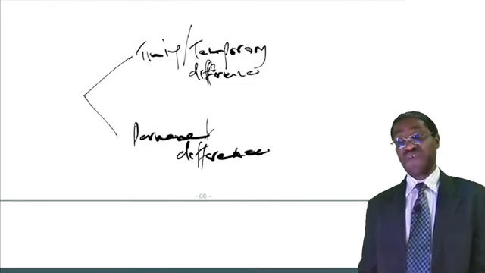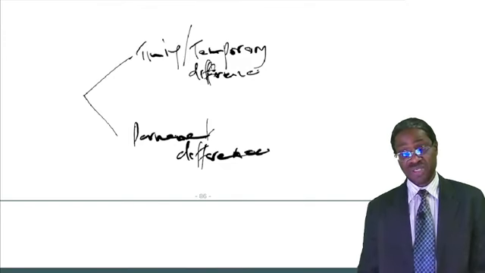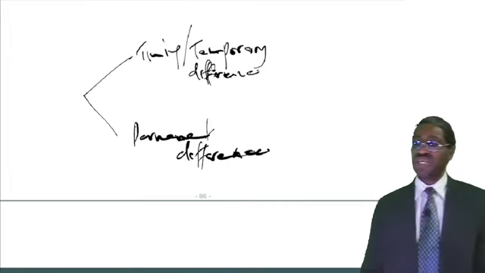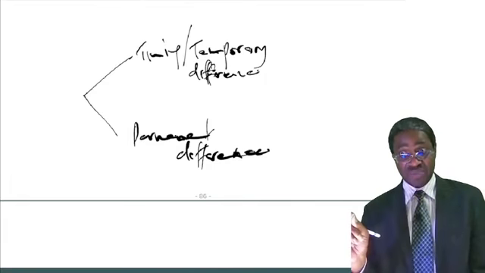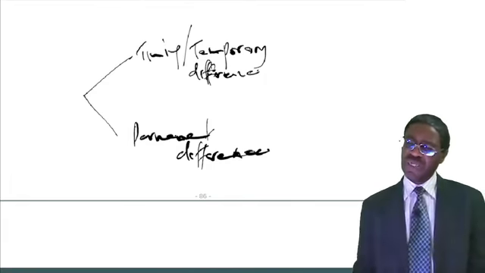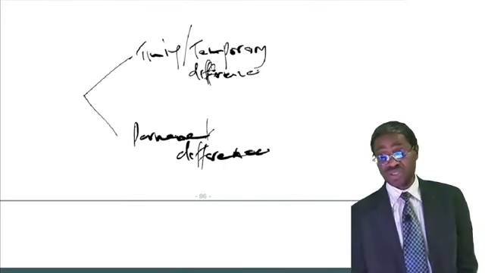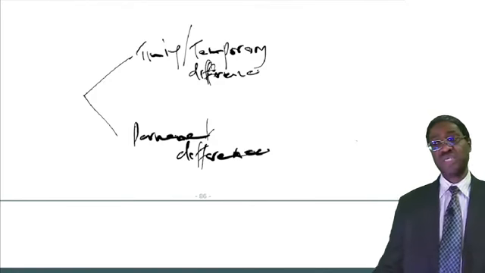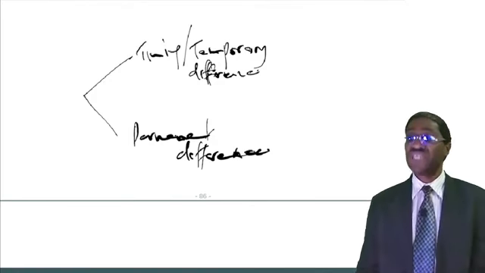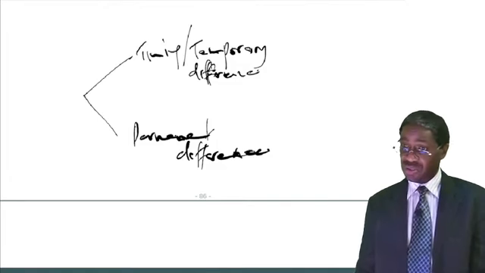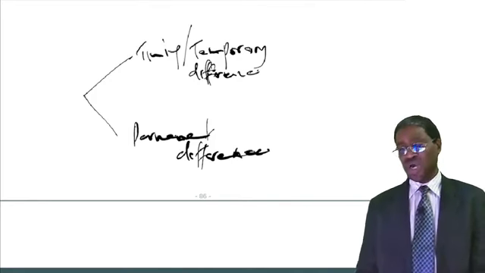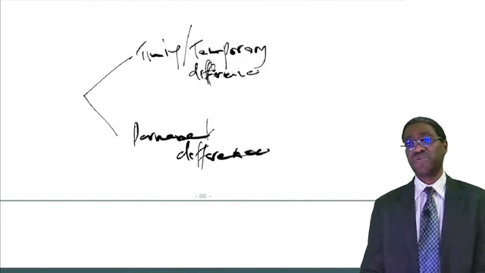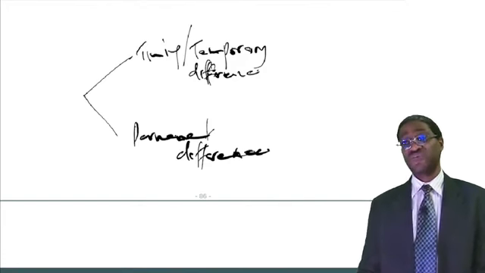Timing differences are items in the income statement recognized in a period different from the period in which they are recognized for tax purposes.